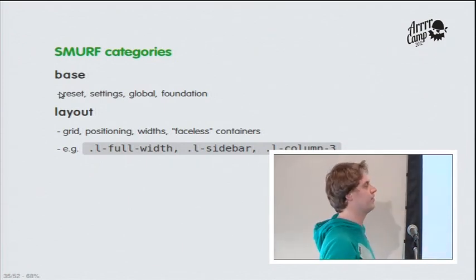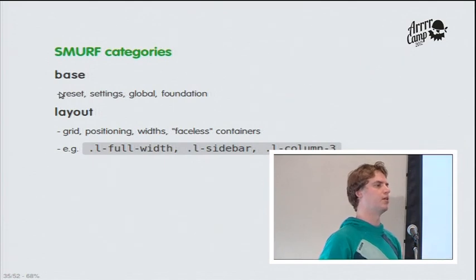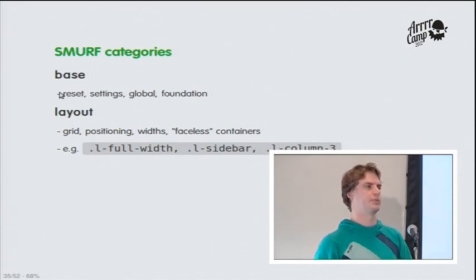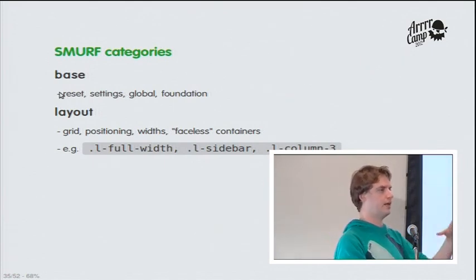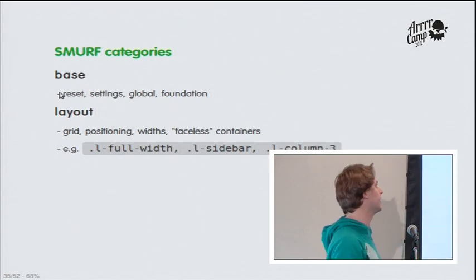In the SMURF naming convention, you prefix those with L dash. You immediately know by looking at a style, okay, this is responsible for laying out, like where this is going to be positioned, how wide it is, or is this going to be responsible for what this is actually going to look like.